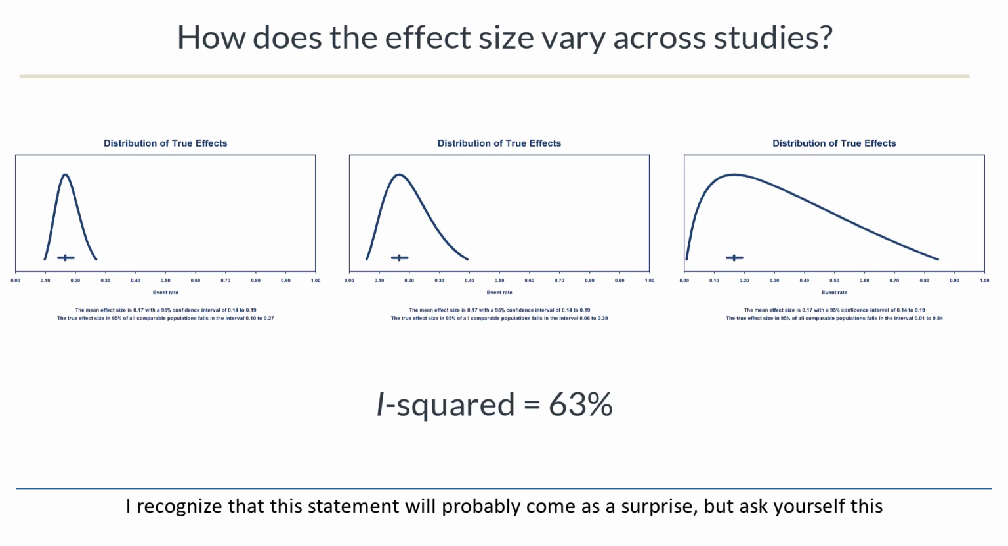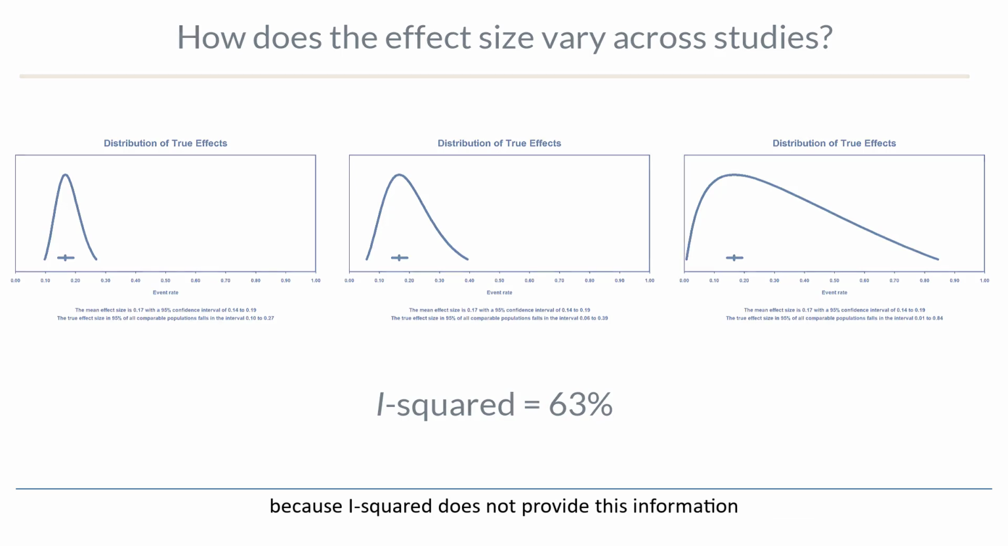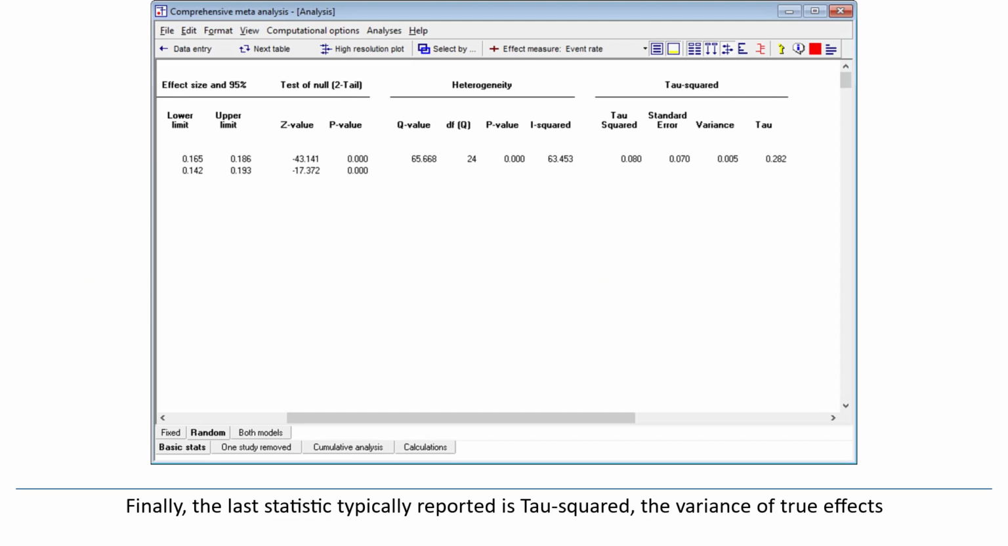I recognize that this statement will probably come as a surprise, but ask yourself this. I've given you the value of I-squared, which is 63%. Which of these plots actually corresponds to the distribution of true effects? You may or may not guess correctly, but your choice will be a guess because I-squared does not provide this information. And finally, the last statistic typically reported is tau squared, the variance of true effects.